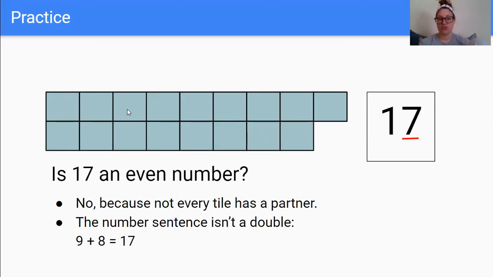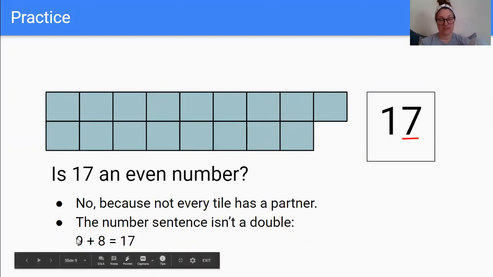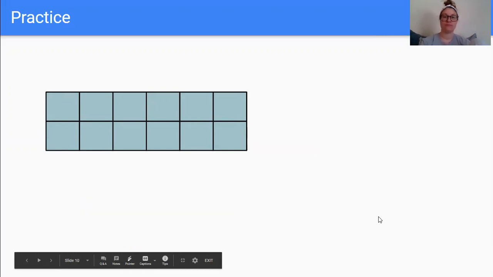Here's 1, 2, 3, 4, 5, 6, 7, 8, 9. If it was a double, it would be 9 and 9, but look, you're missing one here. So it's 9 and 8. These are not doubles, so it can't be an even number. Let's look at one more.